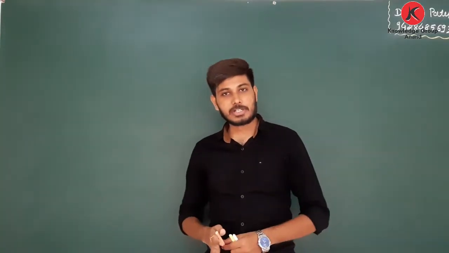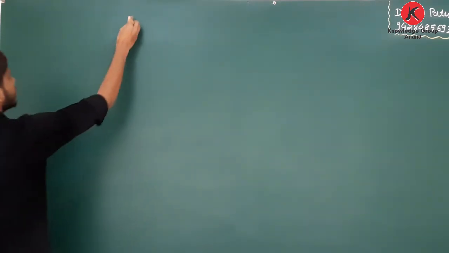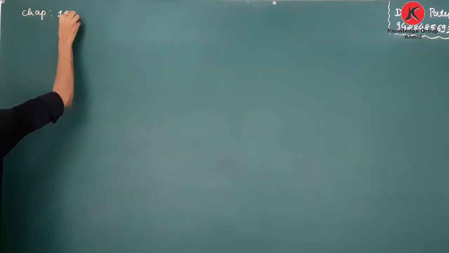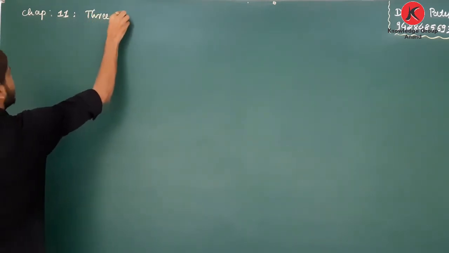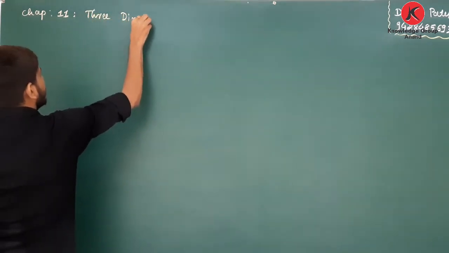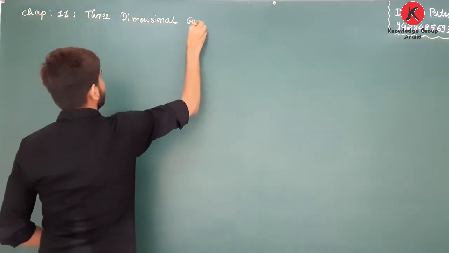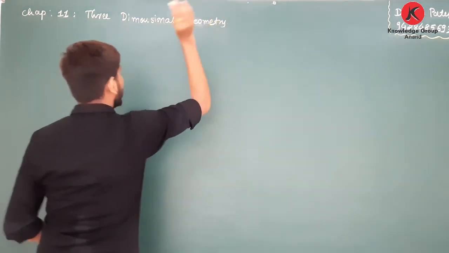Yesterday we completed our chapter number 10, vector algebra. This is also a related chapter to vector algebra. Now I am going to discuss the next new chapter, chapter number 11. The name of this chapter is three-dimensional geometry. This chapter is also important for scoring high in your board examination.